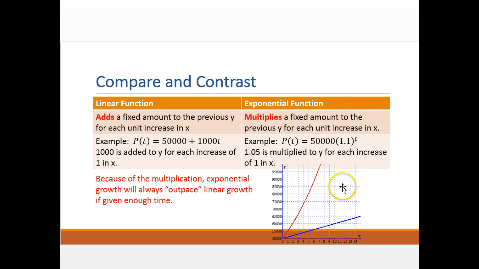Let's compare and contrast these two growth rates. A linear growth adds a fixed amount to the previous y for each unit increase in x. In this case, it was 1,000 to y for each year in x. An exponential growth multiplies the previous y by a fixed amount for each unit increase in x. In other words, we multiply by 1.1. My y is multiplied by 1.1 for each increase of 1 in x. For linear, the 1,000 is added to y for each increase of 1 in x.